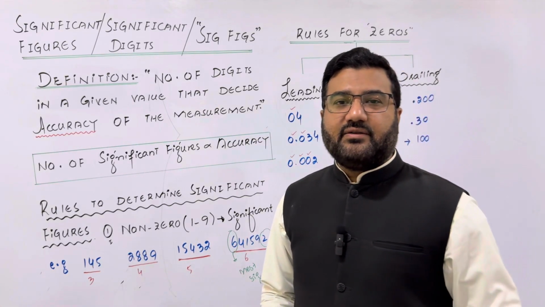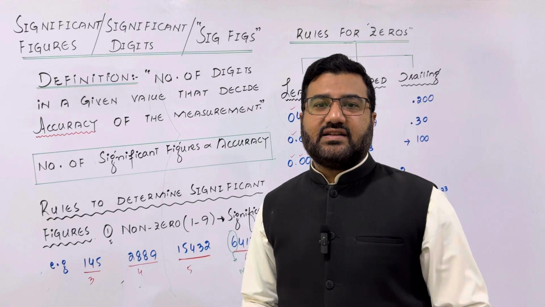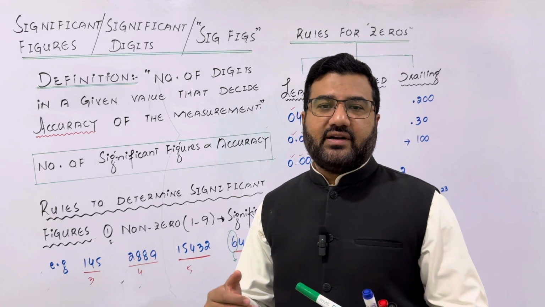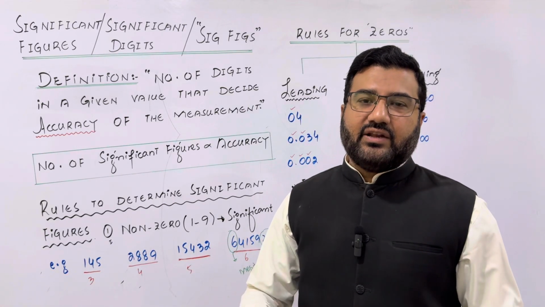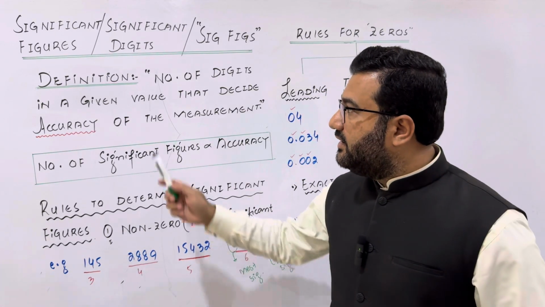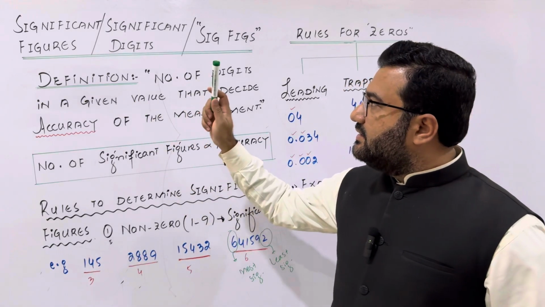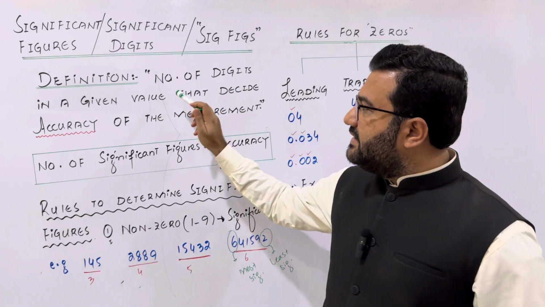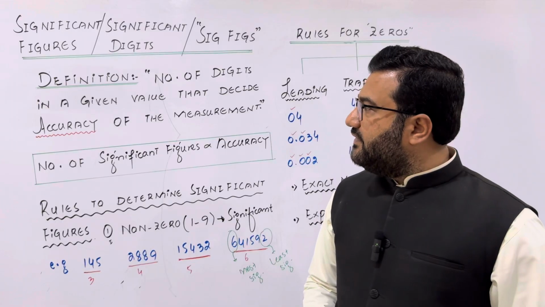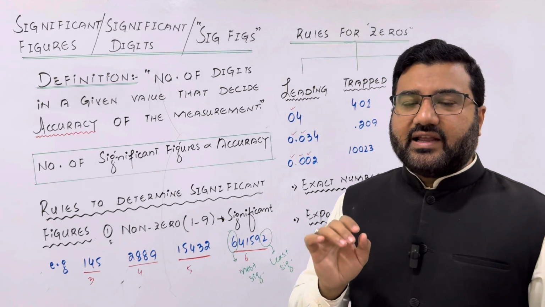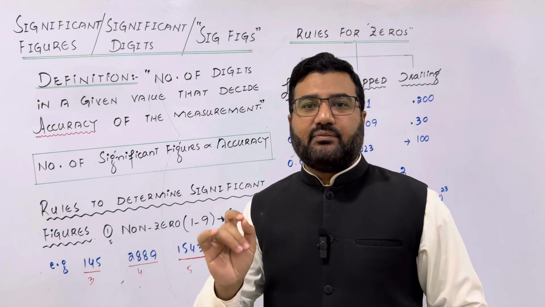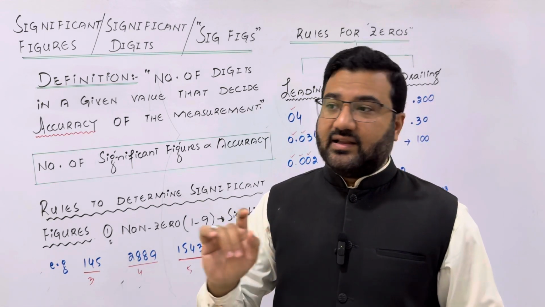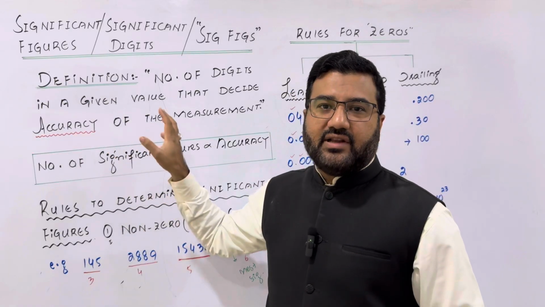The word significant means important. So these are some important figures or important digits in any value. Now why they are important in a given value, its definition will reveal this secret. Significant figures are defined as the number of digits in a given value that decide accuracy of the measurement. So significant figures are important because they decide the accuracy of any measurement.